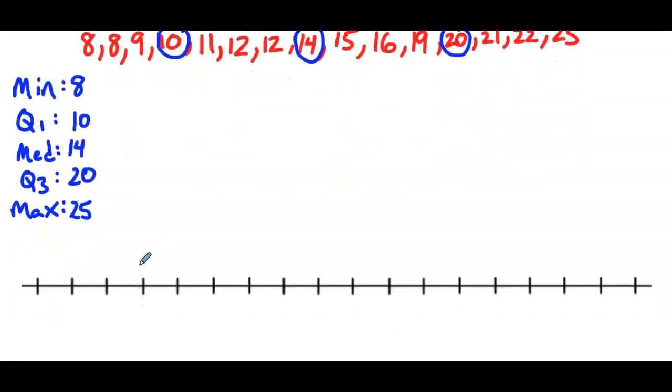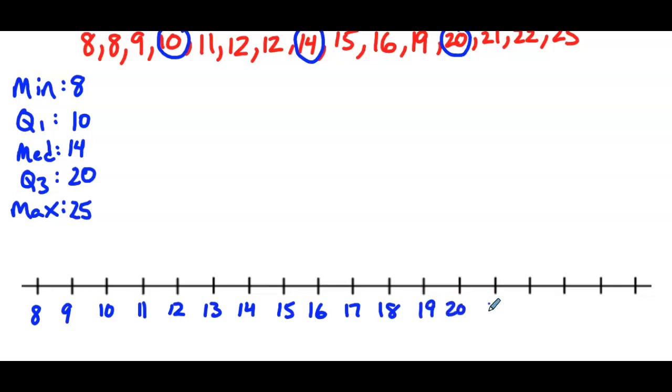We have a number line given to us, so we have to label it. So we go 8, 9, 10, 11, 12, 13, 14, 15, 16, 17, 18, 19, 20, 21, 22, 23, 24, 25. Okay, so now we're going to put a point for the minimum. Then let's create our box. So quartile 1 is the left side. Quartile 3 is the right side.